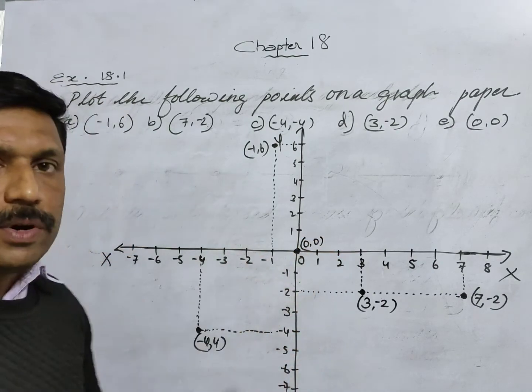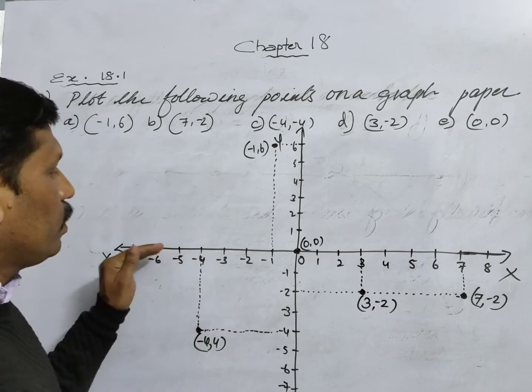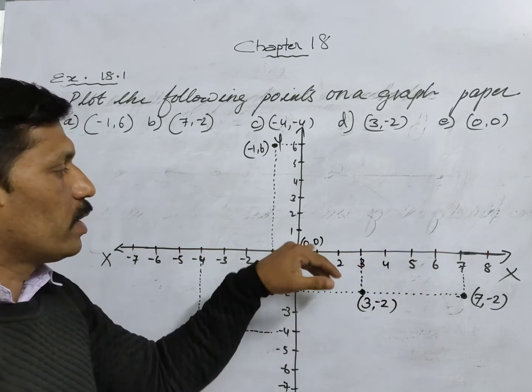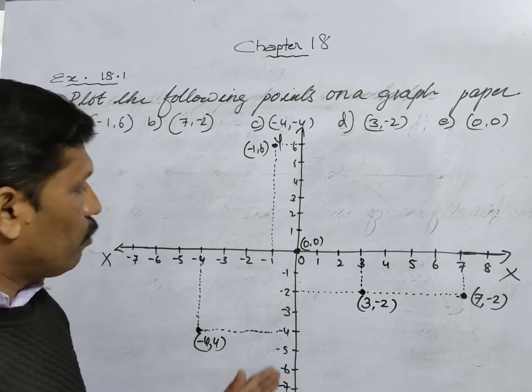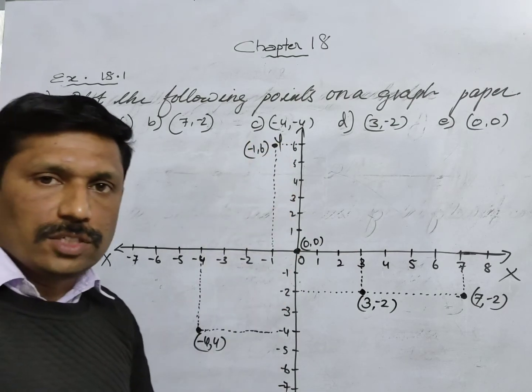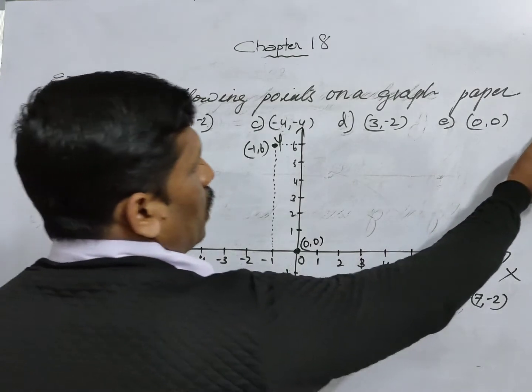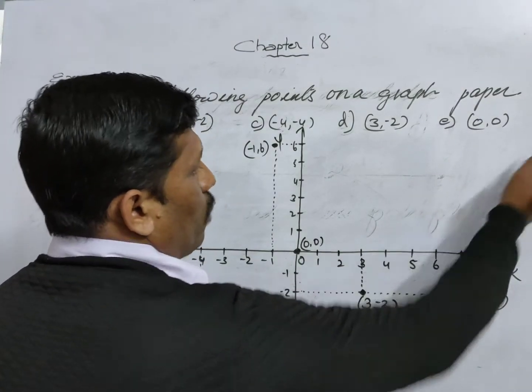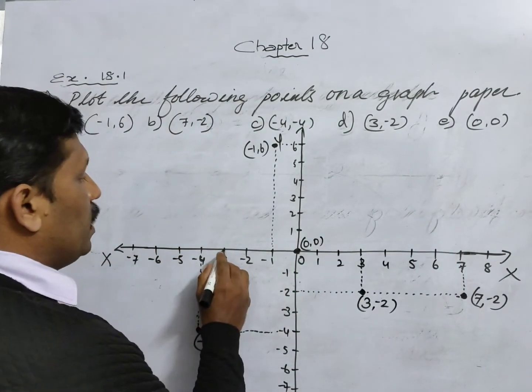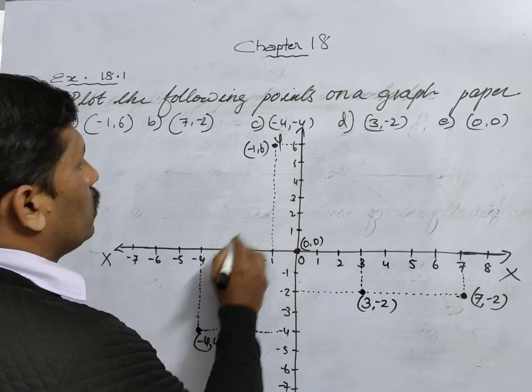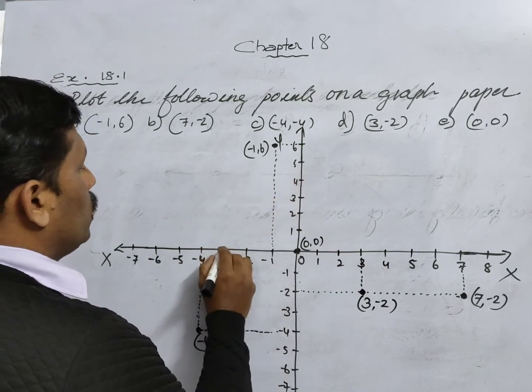One property is that every point that lies on the x-axis has y coordinate 0, and every point that lies on the y-axis has x coordinate 0. And next, the last point, (-3, 5). The x coordinate is negative 3, so it may be here, and the y coordinate is 5, that means positive 5. So here it lies.